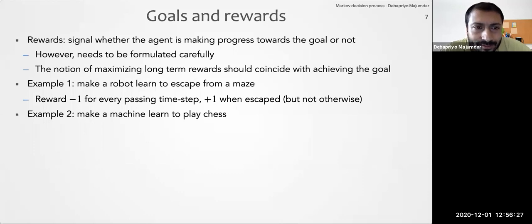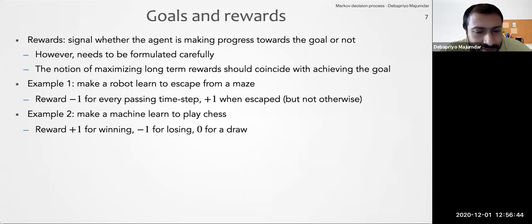Or let's say, make a machine learn to play chess. So in chess, what is the goal? You can think of the goal as obviously winning, right? So winning the game is the goal. But are there sub goals? Obviously, one straightforward way of formulating the reward is to put +1 for winning, -1 for losing, 0 for a draw.